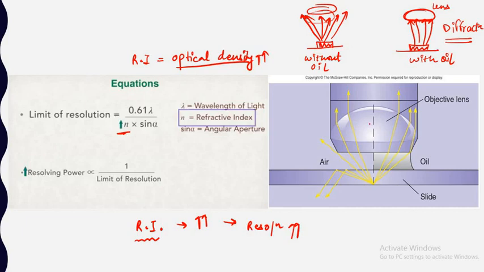When you keep an oil, the optical density of the specimen will increase. The rays of light which are coming will diffract less, so that more of the rays will reach the object, and that's where you get your image better.